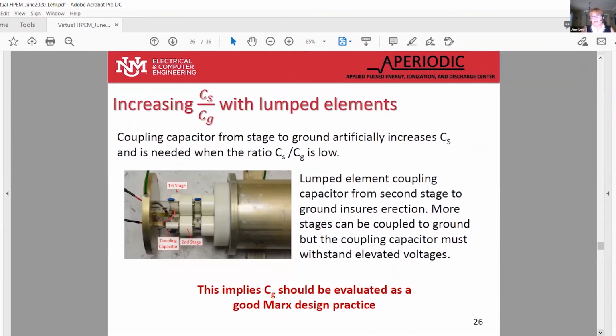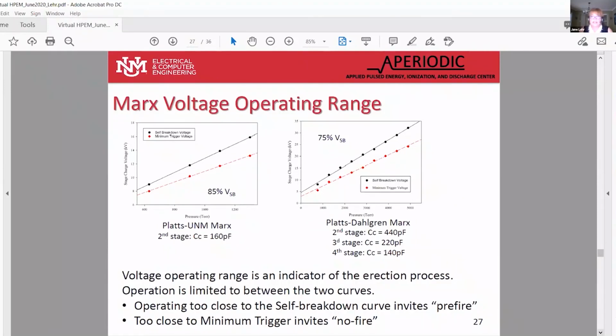So in order to make that kind of a Marx erect, we'll put in something called a coupling capacitor. It's a small lumped element capacitor that goes between the second stage and ground. What it's there for is to increase this ratio of CS to CG. This is shown to be very important, very reasonable. This, in fact, is how we fixed our blue Marx. And this manifests as a limitation in the voltage operating range.